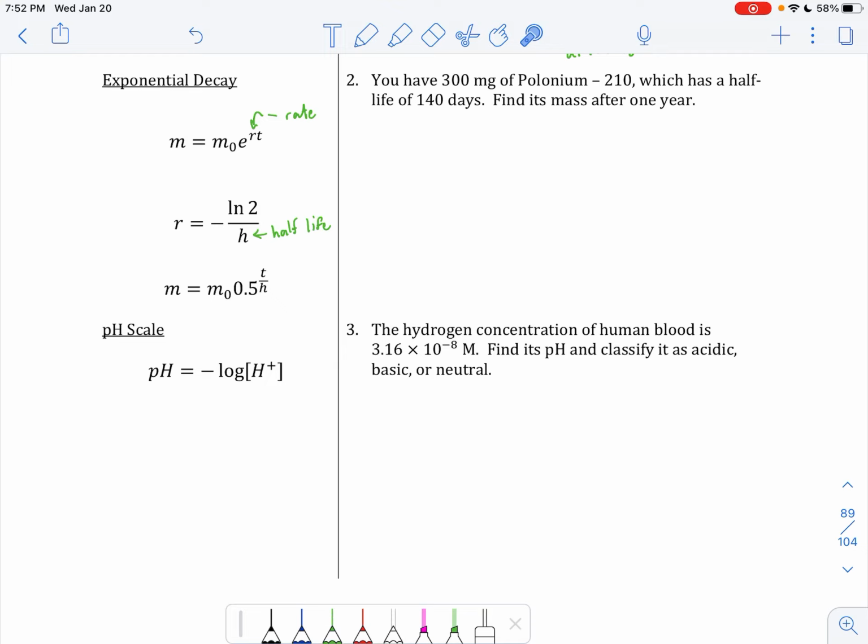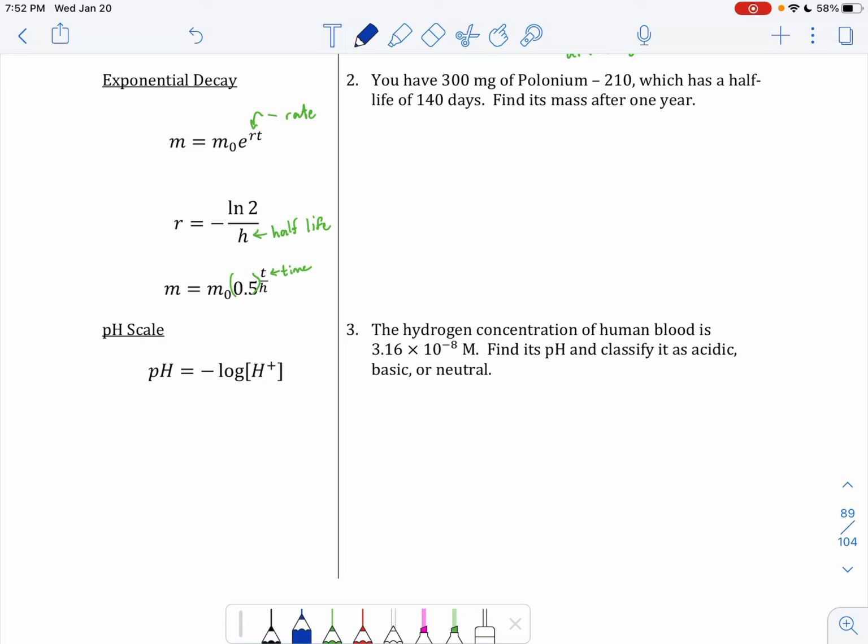You also might see the formula written this way specifically for half-life, where the mass is equal to the initial mass times 0.5 to the power of t over h, where again t is time, how much time has passed, over h, which is half-life. So in this case, you have 300 milligrams of polonium-210, which has a half-life of 140 days. Find its mass after 1 year.